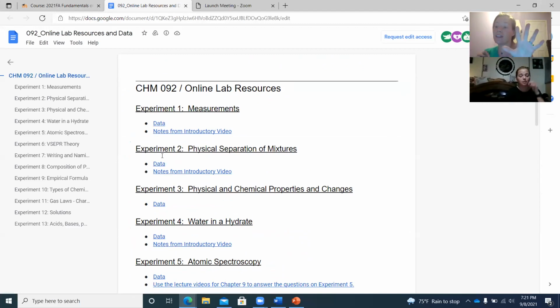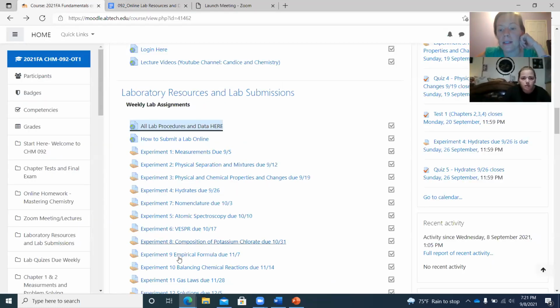Definitely. So use this when you're doing the next lab. Okay, and that's Moodle. Yes. You'll find it at the very top where all the places where you submit the lab, it says all lab procedures and data here. So that's your go-to. Awesome. Well, that's very helpful. Good deal.